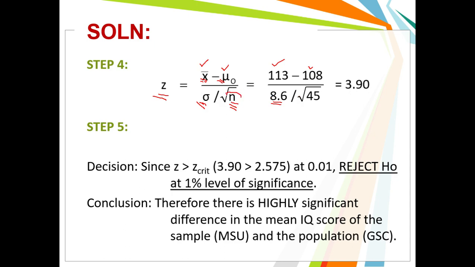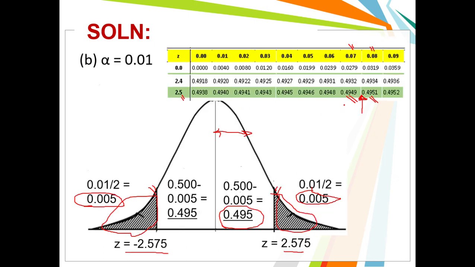Okay, so how many yung ating samples sa population? We have 45 students from MSU. That is square root of n. So the answer for that is 3.9. Okay? So if we go back sa ating curve, ang 3.9, saan makikita ang 3.9? Yung ating 3.9 is nasa dito na side. So nasa shaded region siya. So ibig sabihin, this is nasa rejection region yung ating z value na 3.9.